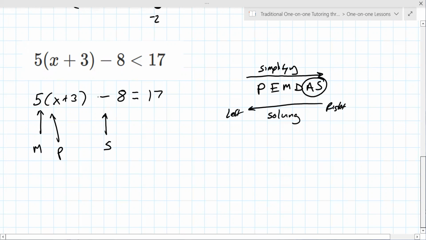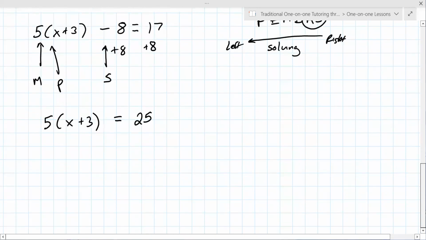So how do you undo subtraction by 8? Adding 8. You add 8 to both sides. You're going to plus 8, plus 8. 5 times x plus 3 equals 25. From here, you have a choice. You can either distribute the 5 into both, or you can divide both sides by 5. Which do you think you would do? Divide both sides by 5. Okay, I like it. The reason I like it, and you should too, is because 25 is divisible by 5. So that works out really nicely.